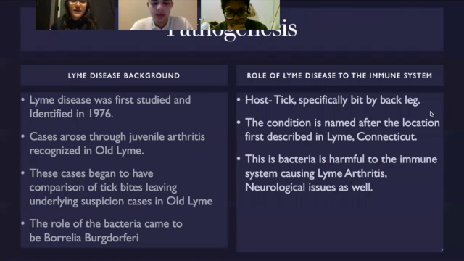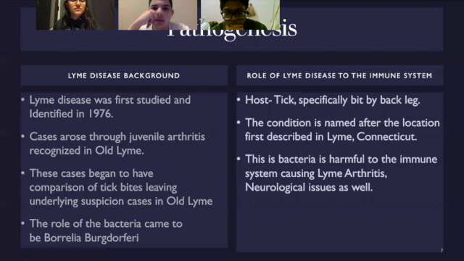So the role and the background information of Lyme disease is basically this. Lyme disease was first studied in 1976. The first case was in Lyme, Connecticut. And basically the bacteria is very harmful to the immune system. It has developed Lyme arthritis. It has also caused a lot of neurological issues throughout a lot of these cases in North America and other cases around the world.